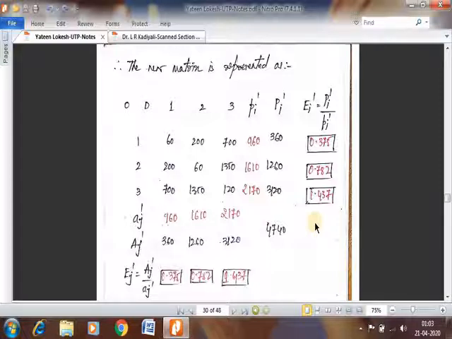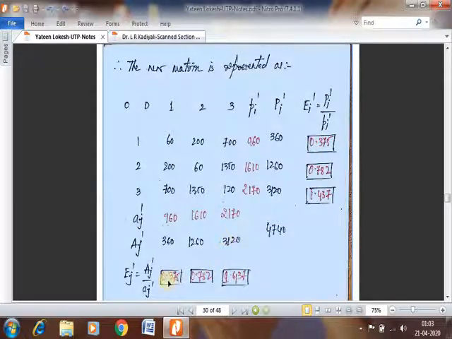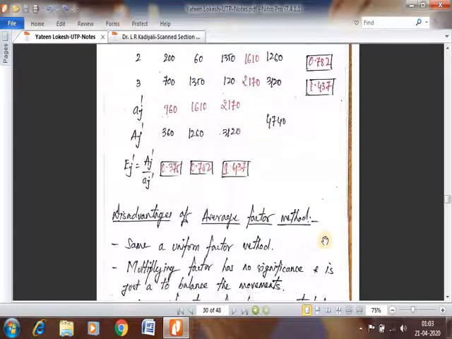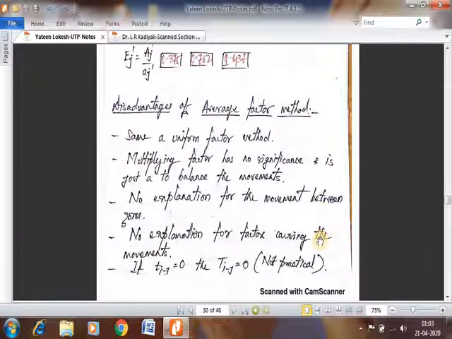So if you still feel that we are not satisfied with the solution, you need to reiterate the process. Now the reiteration process for the third step would be multiplying these elements with the average of this and this. Okay, so the process remains the same and it still continues. So looking into this particular method, it has its own disadvantages. So the disadvantages of the average factor method are being discussed here.